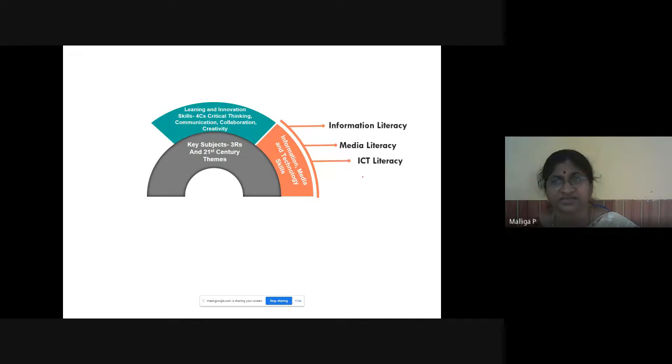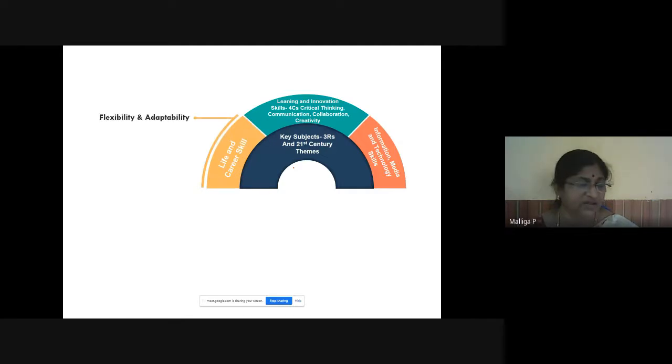Not only access it, you should know how to assess it. All the things available will not be authentic or good for us. So which is good, which is bad, and which is very useful, that type of skill is also very much required. Okay, the information literacy, the media literacy, and the ICT literacy, that comes into this package. And the next one is the life and career skills.